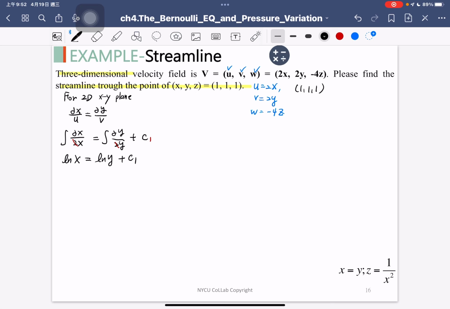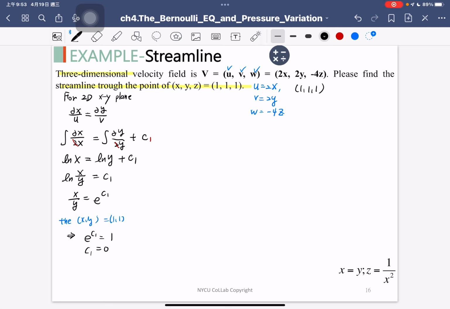And we put the logs together, so we know that ln x minus ln y will equal a constant C1. So we know that certainly x divided by y is equal to exponential C1, a constant value. But right now we have the boundary condition: this equation should pass through the point x = 1 and y = 1. So we put x equal to 1 and y equal to 1 inside the function. We can figure out the constant C1 will equal to 0, right?